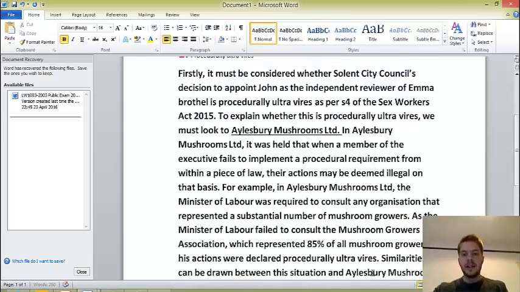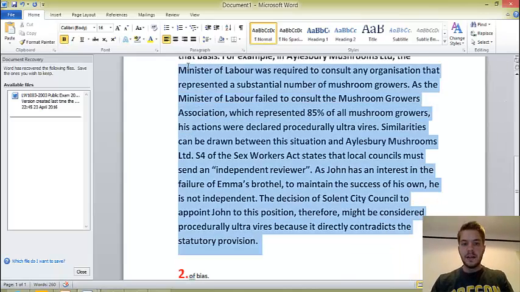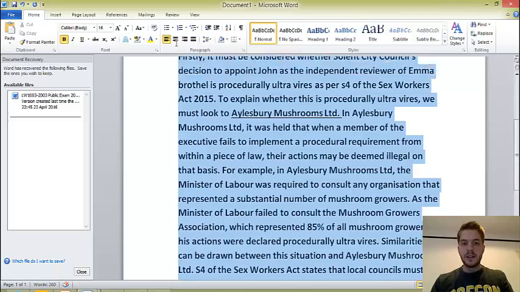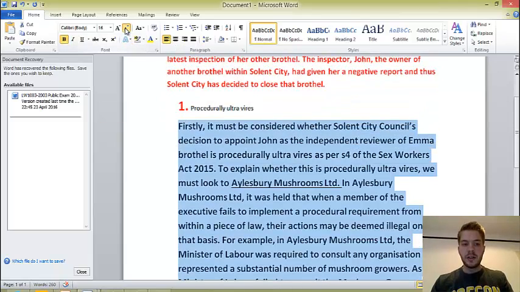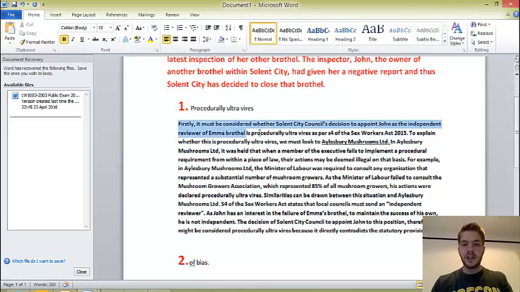Now here is then our answer, and I'm going to make this smaller so I can fit it all in one screen and we can do this as an exercise. This is our answer to that part of the question. Firstly, it must be considered whether Solent City Council's decision to appoint John as an independent reviewer is procedurally ultra vires. Now that bit, guys, I'm going to put in yellow. I won't put the text in yellow. What I'll do is I'll put the behind bit in yellow, because that's our issue.